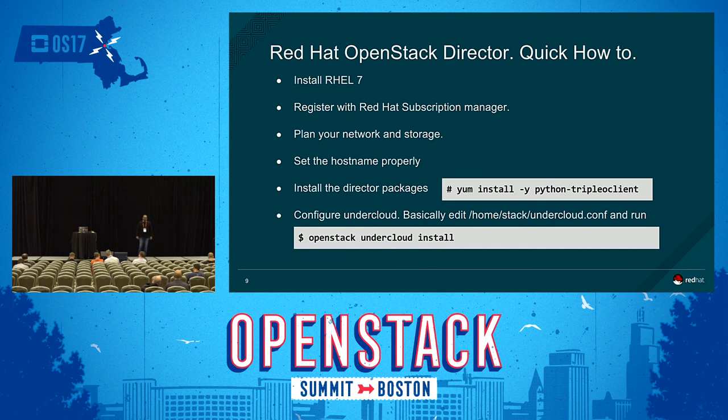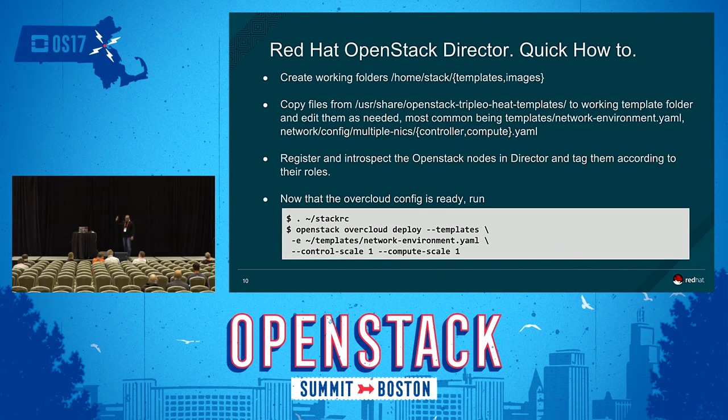Once you have the TripleO client installed on your machine, you have to go in and modify or create an undercloud config, which will contain a couple of lines about which Ethernet card to use for provisioning, what IP addresses you're going to use, what DHCP range you're going to use, all those things. It's like 10 lines max. You configure that. Once that is done, you run openstack undercloud install. Depending on your internet speed, it gets installed within an hour. So that's the director part.